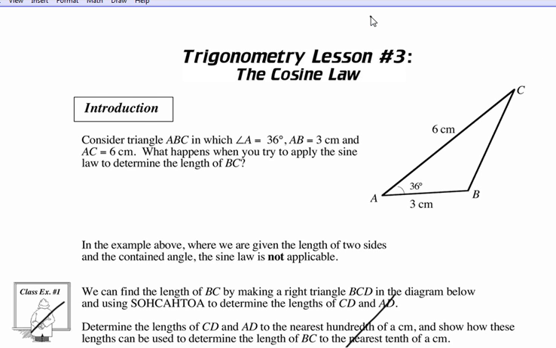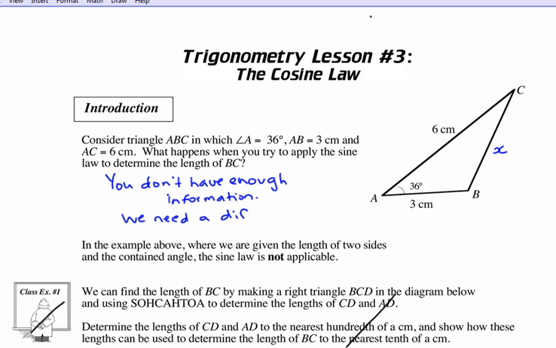So unfortunately, the sine law won't work here because for us to use the sine law, we need to know an angle and its opposite side. So can we determine the length of BC right now? No, you don't have enough information. We need a different angle to use the sine law.